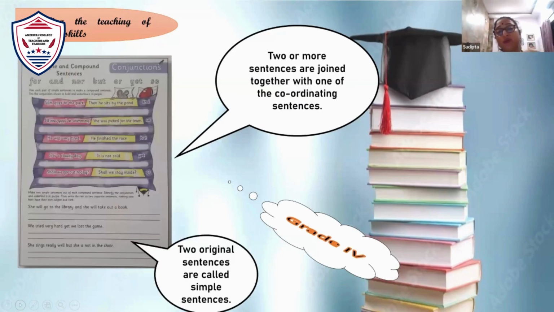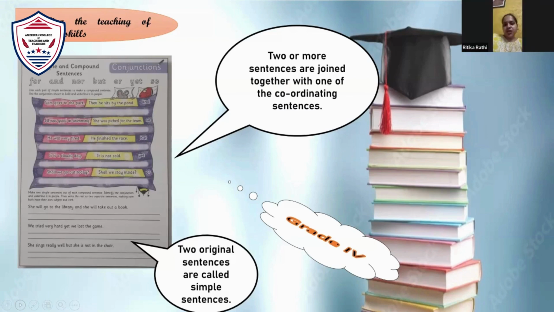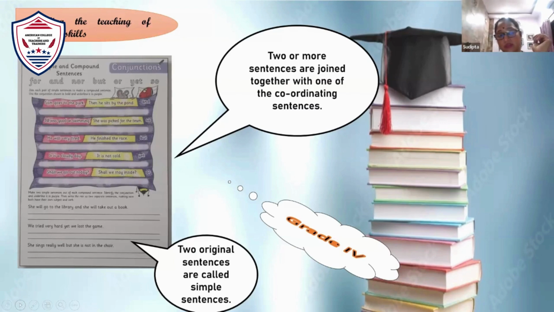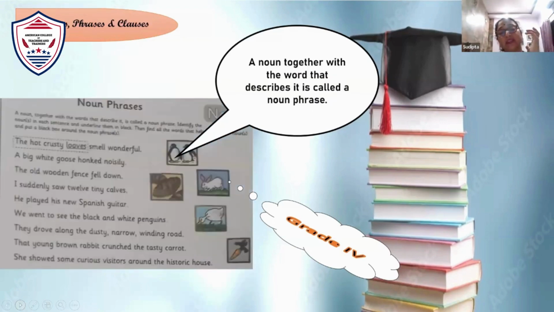In grade 4, we make them realize how to make a sentence complex. We bring in conjunctions, when two simple sentences are joined with a coordinating word. Conjunctions are introduced in class 3, but it is more focused on class 4, telling them how we are making the sentence more complex. In grade 4, we also talk about the noun phrase.